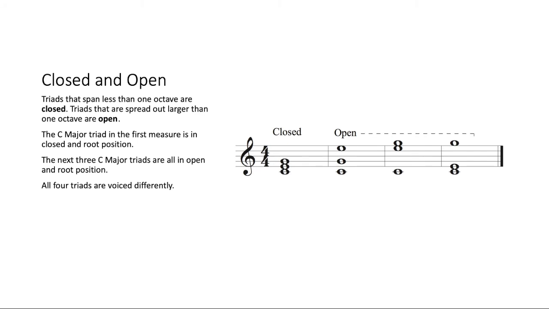Triads that are spread out larger than one octave are open. The C major triad in the first measure is in closed and root position. The next three C major triads are all in open and root position. We can say that all four triads are voiced differently.